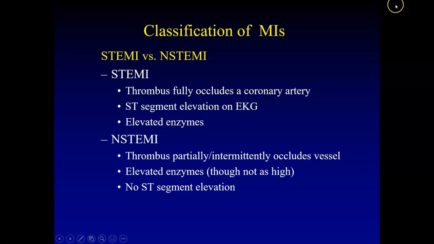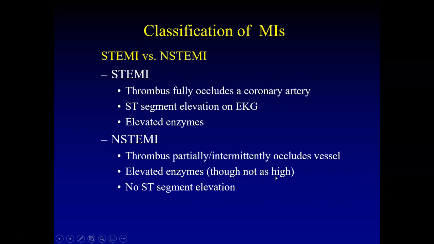We're also going to see those elevated enzymes, and then we have our NSTEMI. Thrombus partially intermittently occludes the vessel. So don't get me wrong, we have occlusion, we have ischemia, we have chest pain, but we will not have the ST elevation. Okay, because again, the ST elevation is straight up ischemia and death occurring simultaneously. Elevated enzymes, though not as high, so yeah, a little bit elevated.